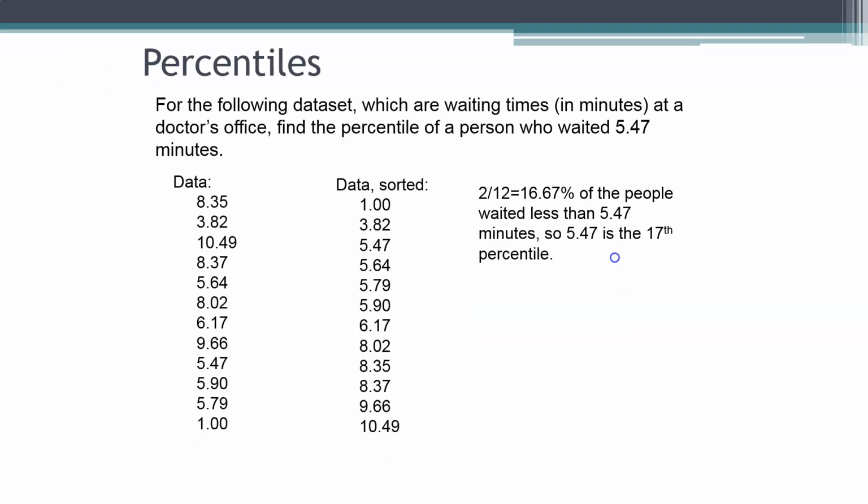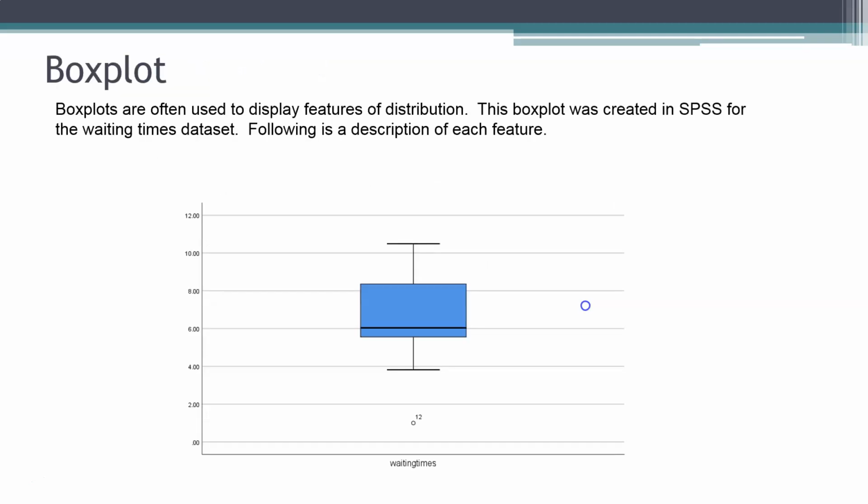And percentiles are useful for allowing you to compare. So if you scored in the 97th percentile on the SAT, but the 94th on the ACT, that tells you that you did a little better on the SAT than on the ACT.